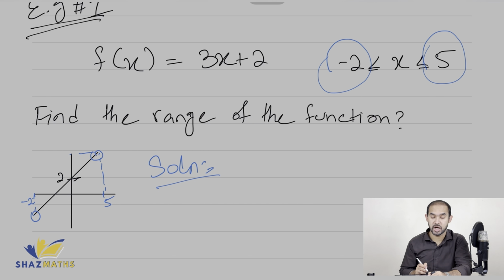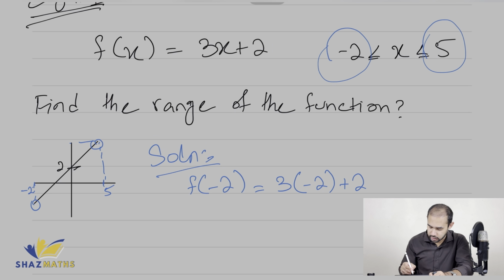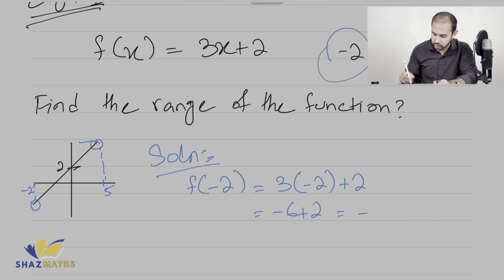Now why am I doing it? That is because, remember what I said, the range will always be determined by finding the minimum and maximum possible value of the function in that given domain. Okay, so that's what I'm going to do. Now basically I have to find f of -2, that is, the value of the function at x equals -2. So I'm going to replace all the x in the function by -2, and this would turn out to be -6 plus 2, and that is equivalent to -4.